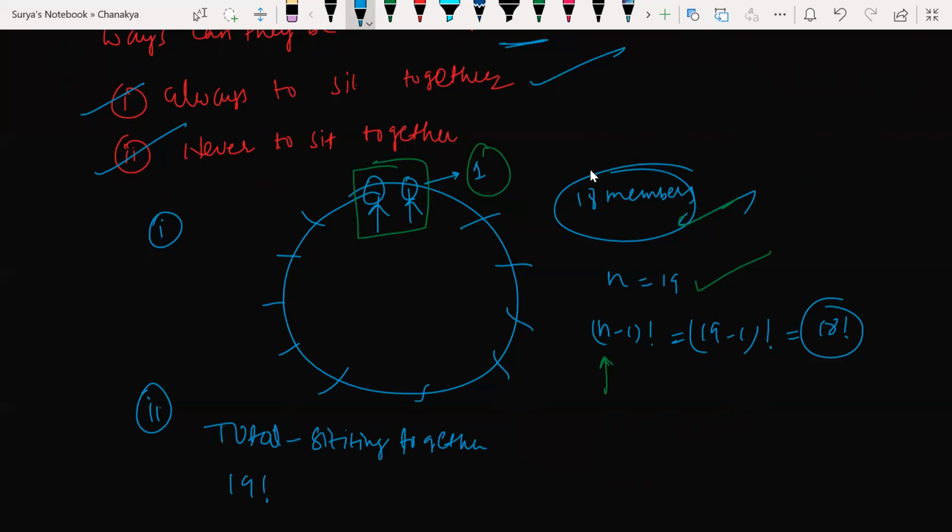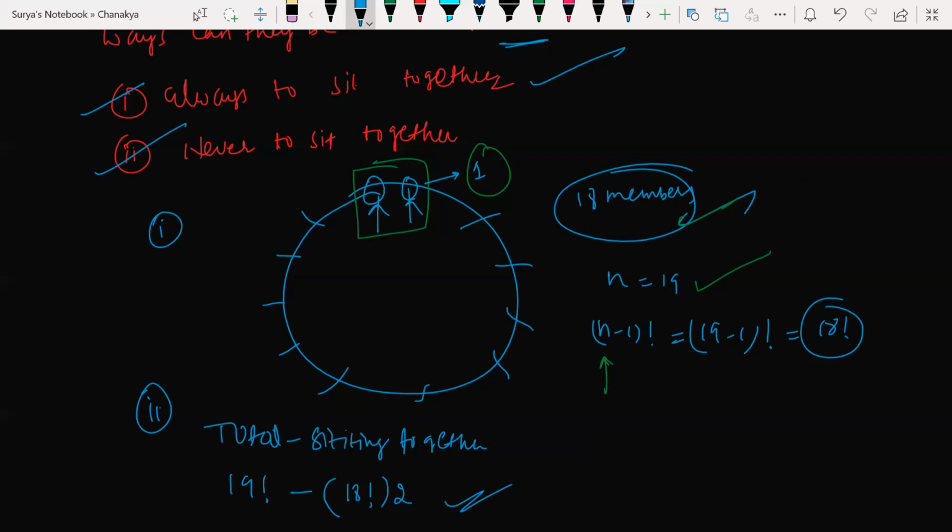19 places, 19 different arrangements. So 19 factorial minus sitting together. Sitting together is what? Tell me. Sitting together is 18 factorial into the ways they can sit, right? Getting my point? So 18 factorial into 2. So this is my answer for never sitting together. Answer is total minus sitting together.